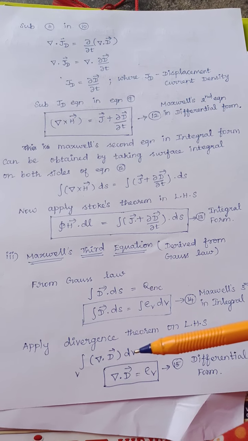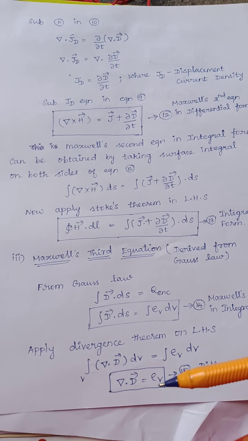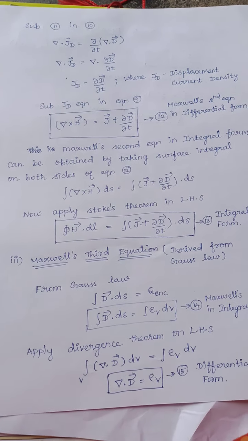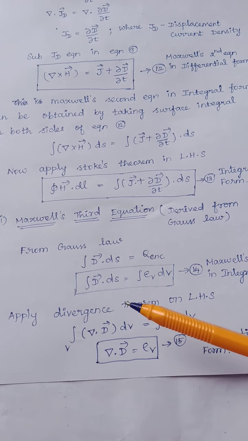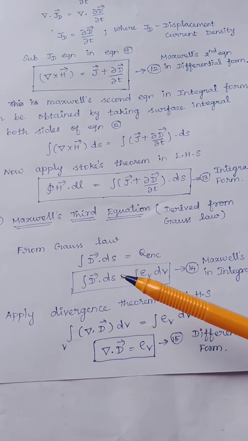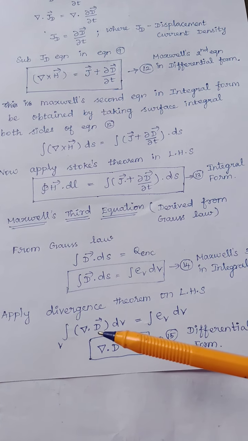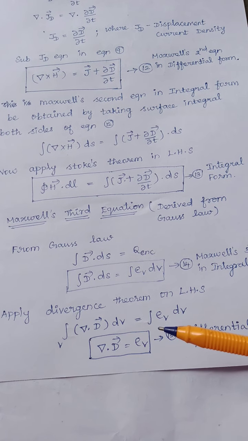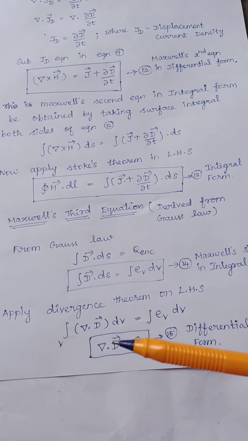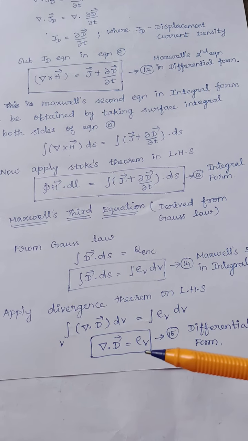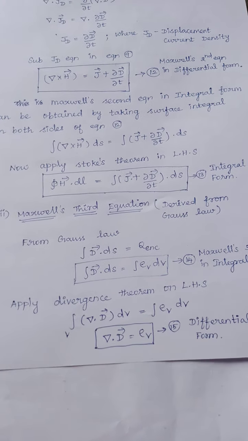To obtain Maxwell's third equation in differential form, we have to apply the divergence theorem on the LHS. If you apply the divergence theorem on the LHS, we get the integral of del dot D vector dv equal to the integral of rho v dv. Here dv in the volume integral is common on both sides, so we can write del dot D vector equal to rho v. This is Maxwell's third equation in differential form.